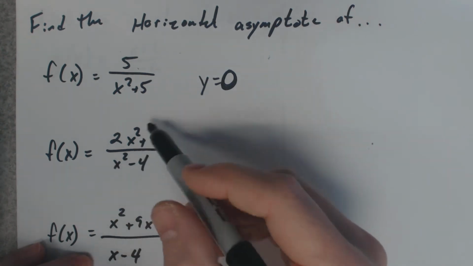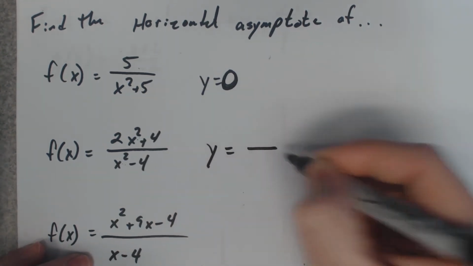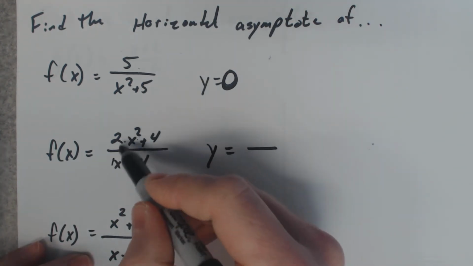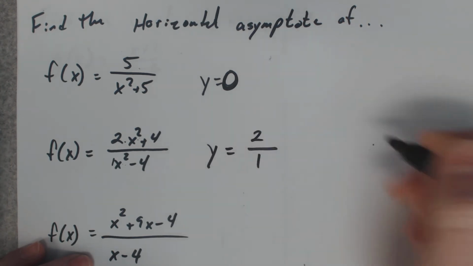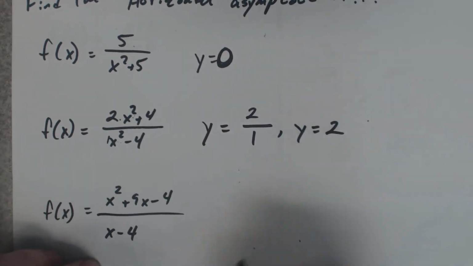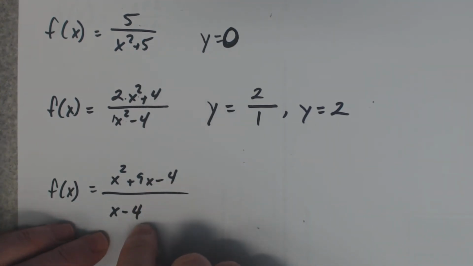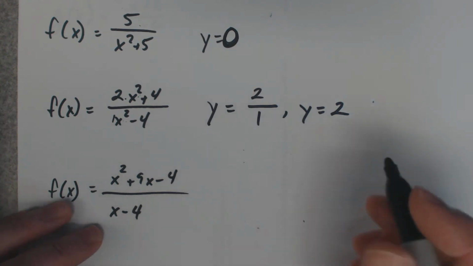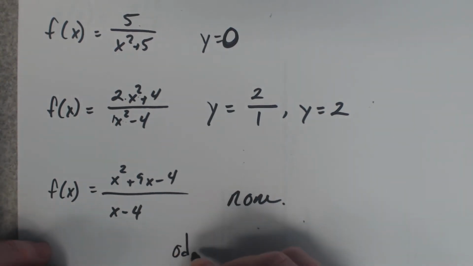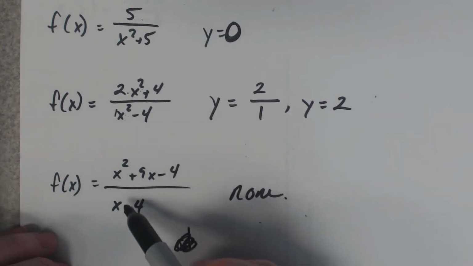Whatever. If the degrees are equal, like in this case, you get a fraction, and you take these two coefficients, 2 over 1. So y equals 2. That is your horizontal asymptote there. If the top is bigger, there is no horizontal asymptote. But there is an oblique in this case. Okay, there is no horizontal if the top is bigger.